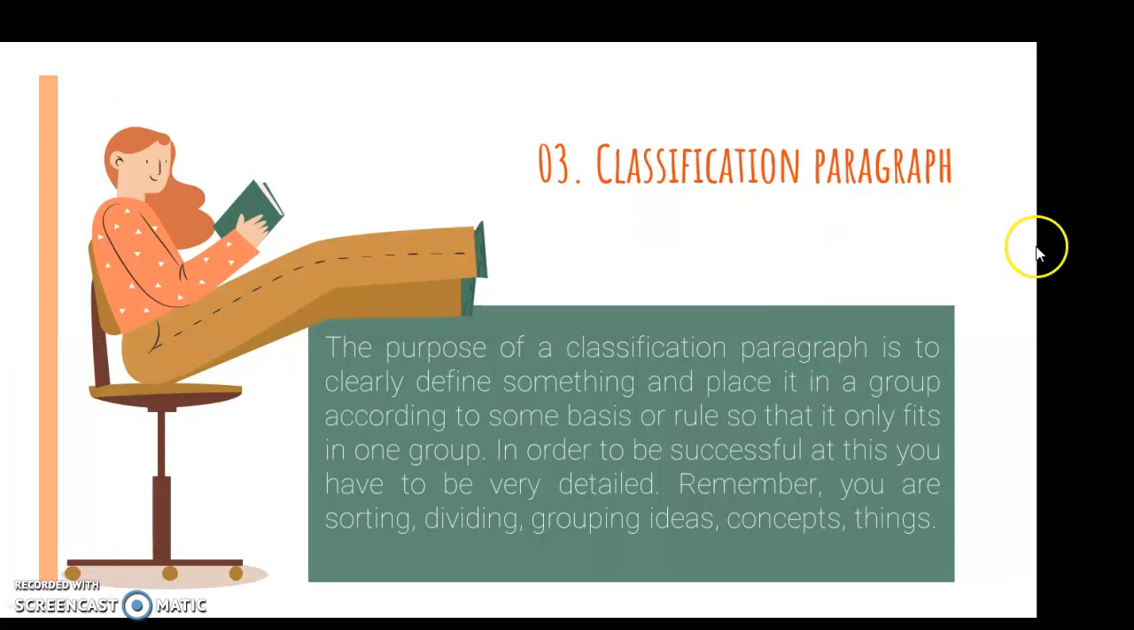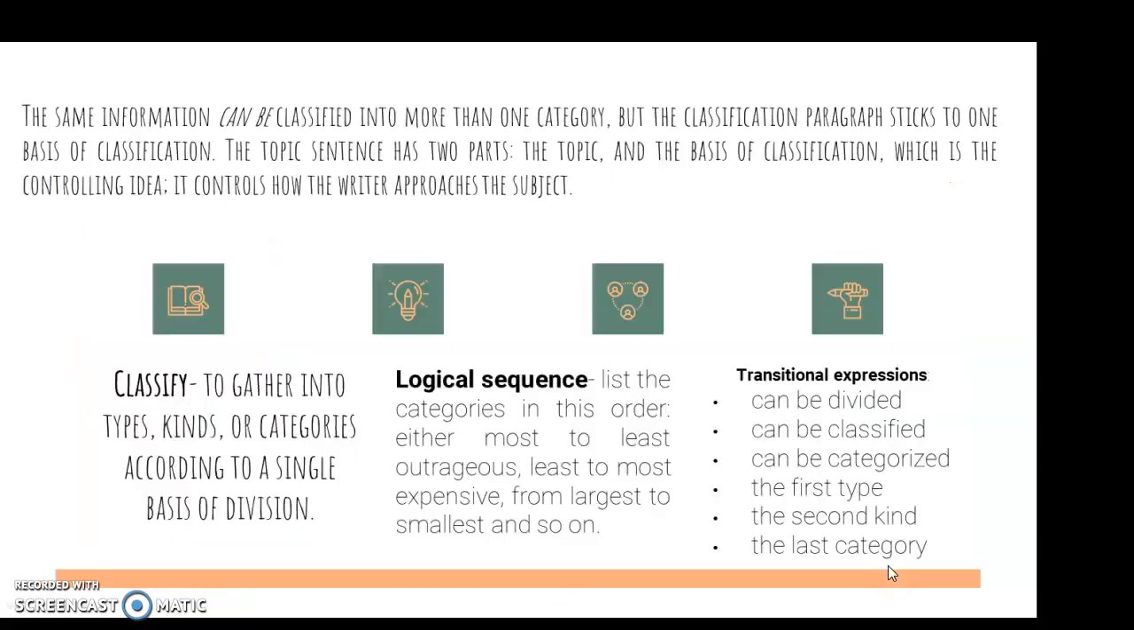Then we have the classification paragraph. The purpose of a classification paragraph is to clearly define something and place it in a group according to some basis or rule so that it only fits in one group. In order to be successful at this, you need to be very detailed. Remember, you are sorting, dividing, grouping ideas, concepts, and things.